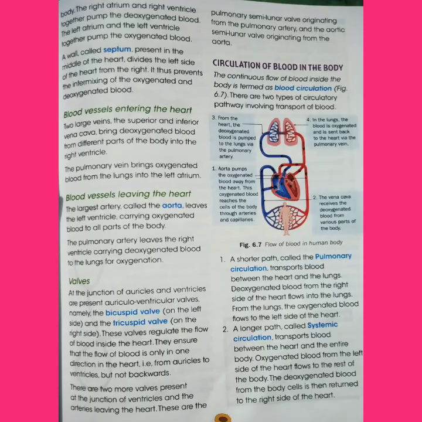Now the question is, why do this oxygenated and deoxygenated blood not mix inside the heart? So the reason is, there is a wall called septum present in the middle of the heart that divides the left side of the heart from the right. Thus it prevents the intermixing of oxygenated and deoxygenated blood.